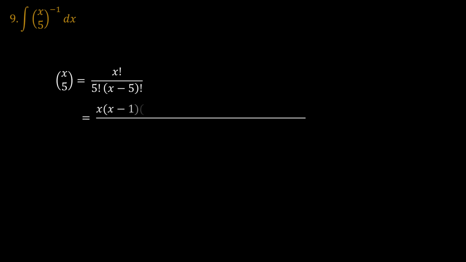Next is problem 9, and this is the inverse of the binomial coefficient. For the binomial coefficient, we know that it is the factorial of the top value over the factorial of the bottom value, times the factorial of the difference of the two values. And for this one, we now have x factorial over 5 factorial times x minus 5 factorial.